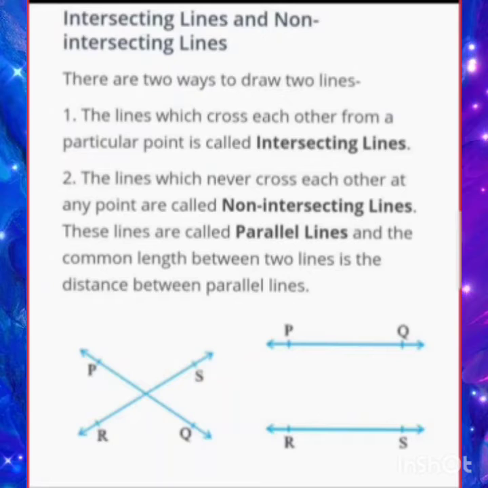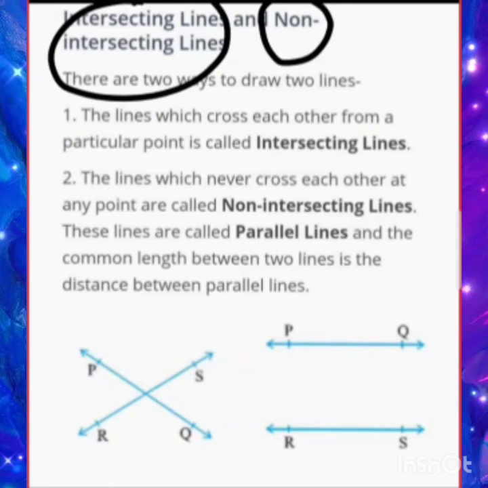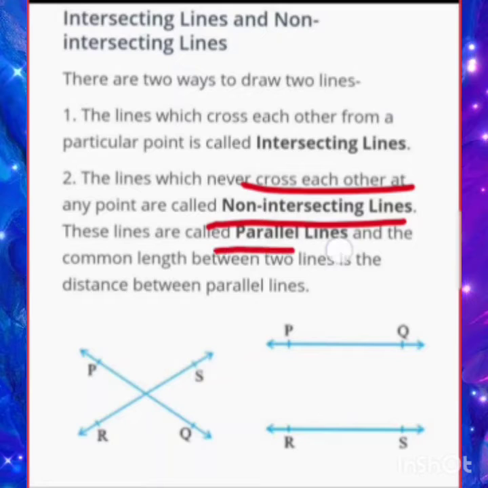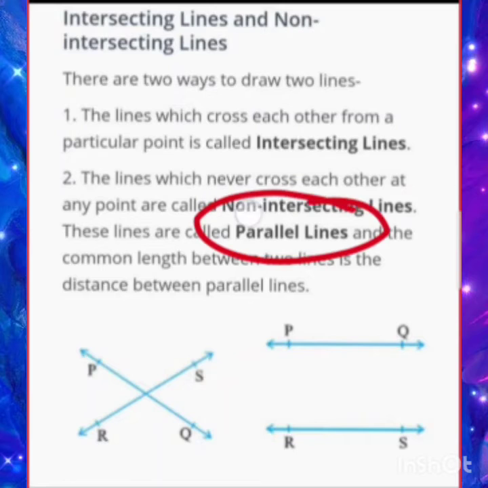If they intersect each other or meet at a particular point, then these lines are called intersecting lines. Now let's work on non-intersecting lines. What do you mean by non-intersecting? Let's try to understand: the lines which never cross each other at any point are called non-intersecting lines. Dear student, the non-intersecting lines are called parallel lines.